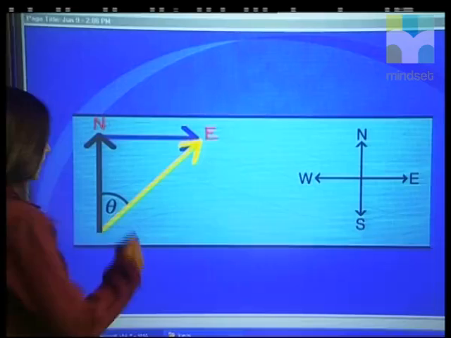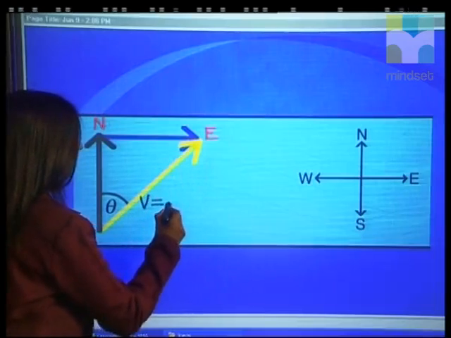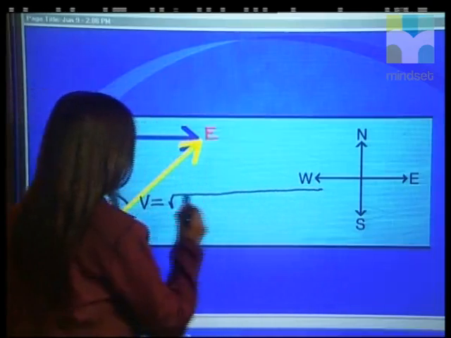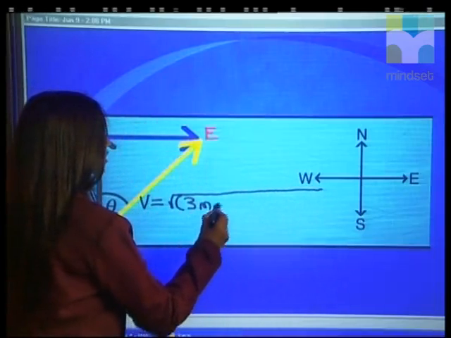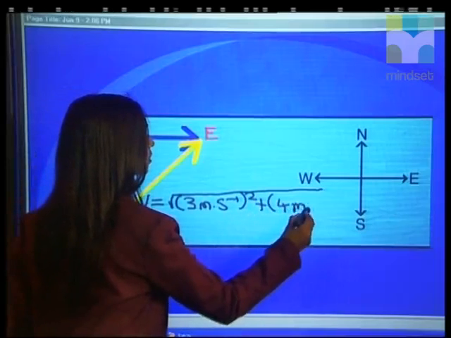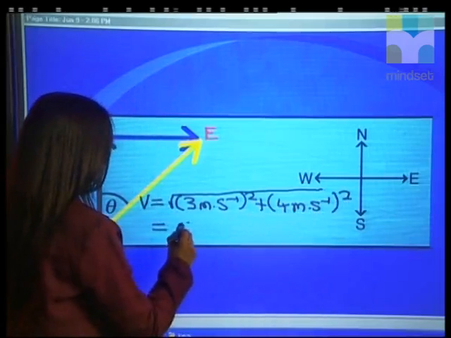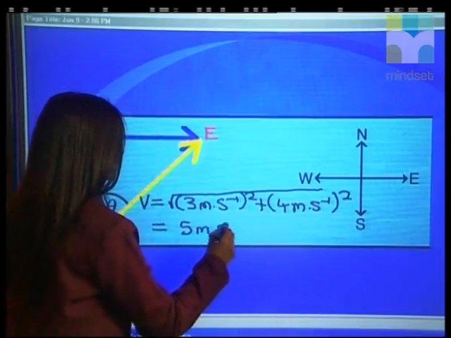We can use the theorem of Pythagoras to calculate the magnitude of the resultant velocity. The yellow line is the resultant velocity, which we will call v. And v can be calculated as the square root of (3 meters per second) squared plus (4 meters per second) squared. And using our calculator, we find the answer as 5 meters per second.